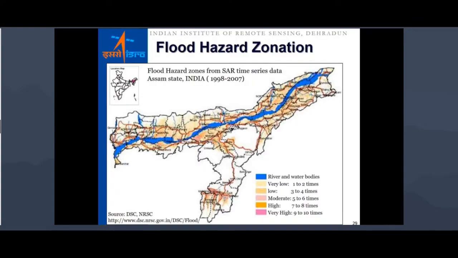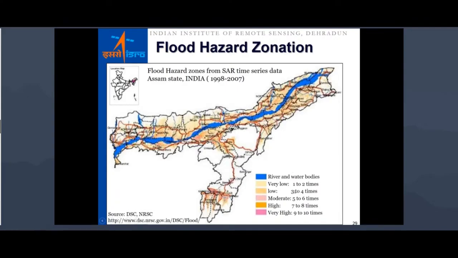Like that, if you capture that, then you can create a map that, okay, this is the area where flood comes every year, this is the area where once in 2 years, this is once in 5 years, once in 10 years, once in 20 years. So you can generate a flood hazard map. Okay, so this is one example. This map is generated by NRSC. I captured it from the website, and I wanted to show it.